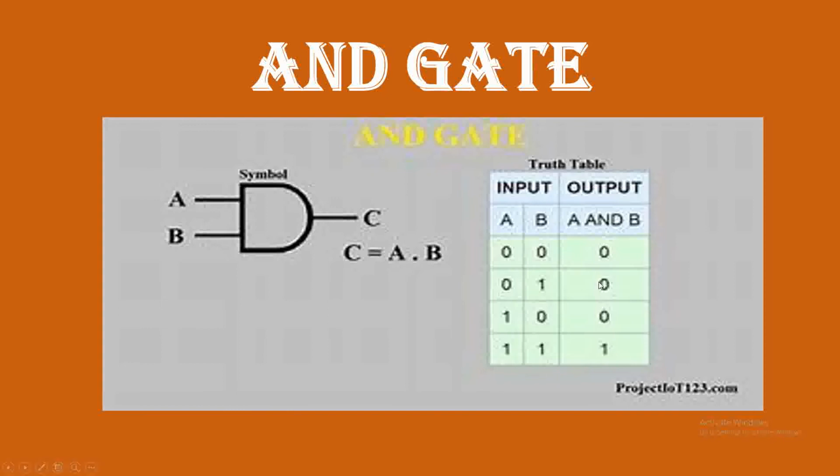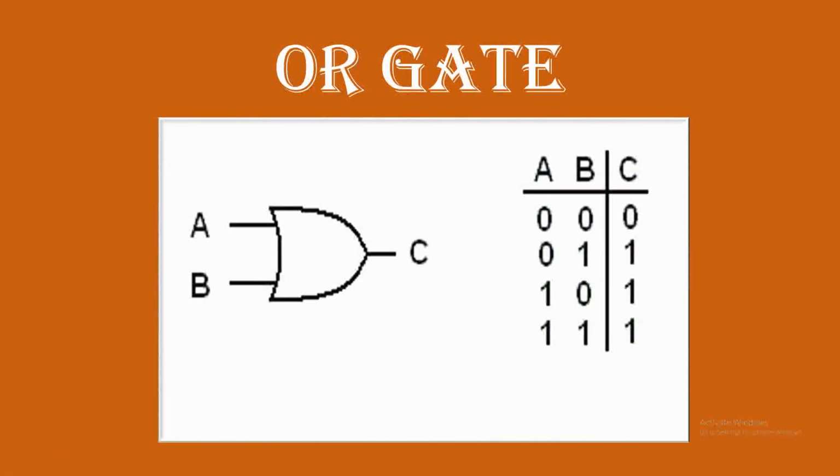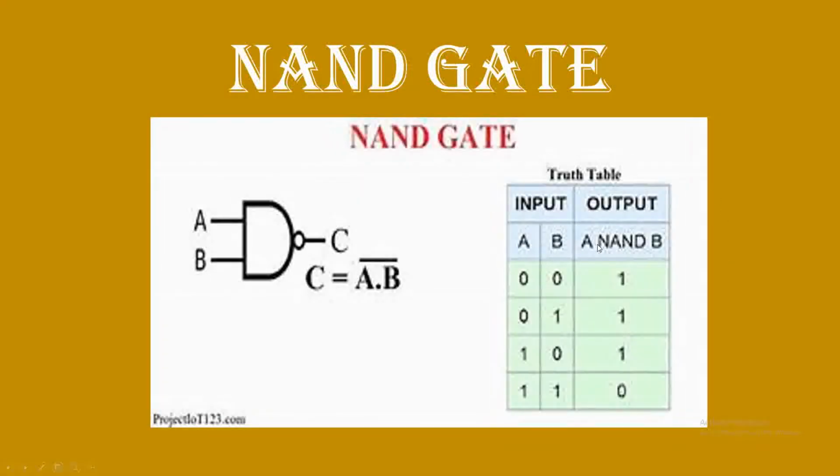So 0001, that's for the AND. Then look at the NAND. You see 1110, just the opposite of AND. So you don't really need to cram or memorize anything, just know the concept.